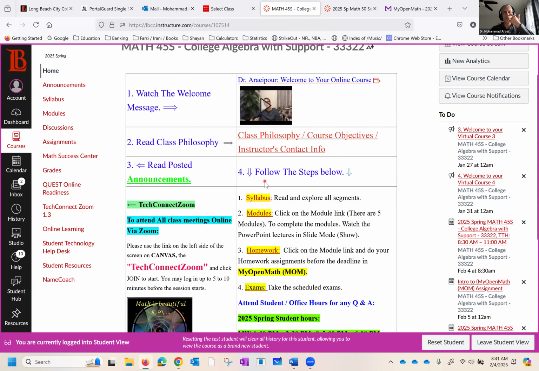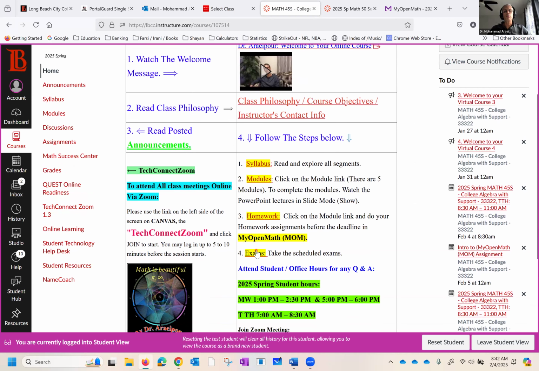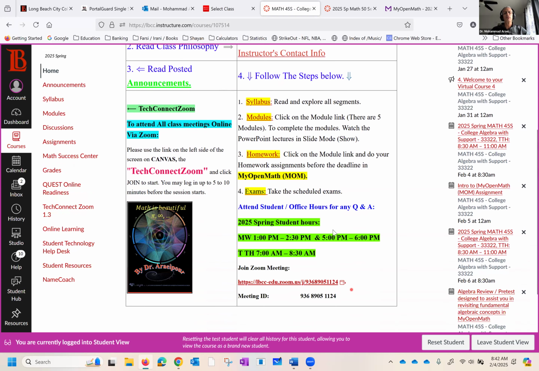Number four is the syllabus and the modules, and I'm going to spend some time on that. But before I go over it in more detail, I want everybody to pay attention to two things. Number one, at the bottom of the homepage right here, this meeting is the office hours. This Zoom meeting is not the class meeting. It pretty much indicates office hours. It gives you the time and the Zoom meeting URL.